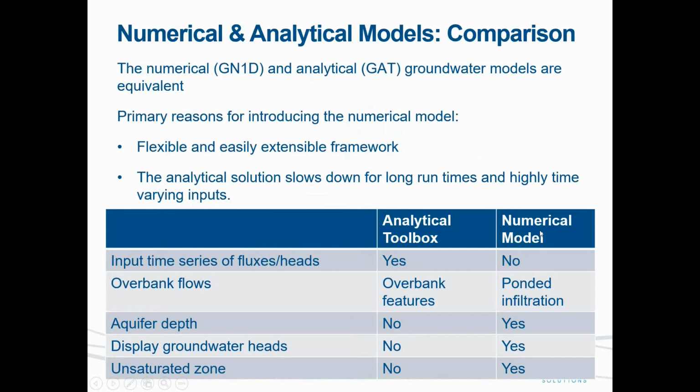Both models do represent overbank flows, but a little differently. The analytical toolbox has explicit overbank features for ponded depressions in the floodplain, while the numerical tool at the moment doesn't have those overbank features, but it does represent flood infiltration as the stream flow rises and spills over the bank. However, it doesn't capture that ponding as water is pooled in some low-lying areas of the floodplain.